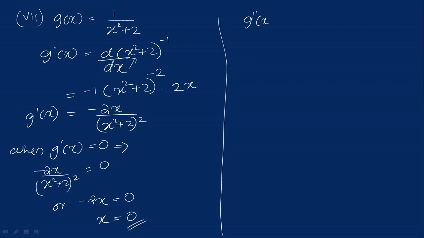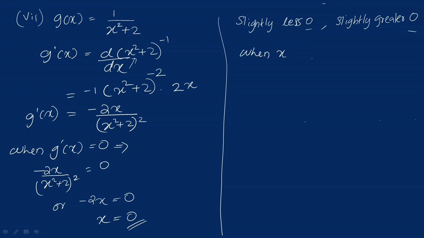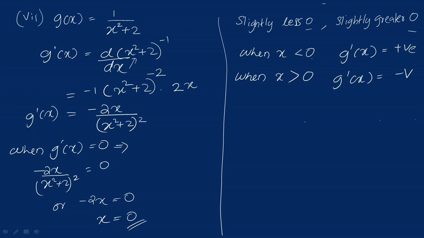Now we are not moving into g double dash of x because we will be finding it from the g dash of x. We will be finding local maxima, local minimum value here. So let us consider the case of g dash of x when x is less than 0 and when x is greater than 0. So slightly less than 0 or slightly greater than 0. So what happens when x is less than 0? That is g dash of x, applying it in the equation of g dash of x, that will be a positive quantity. Similarly, when x is greater than 0, g dash of x will be a negative quantity.